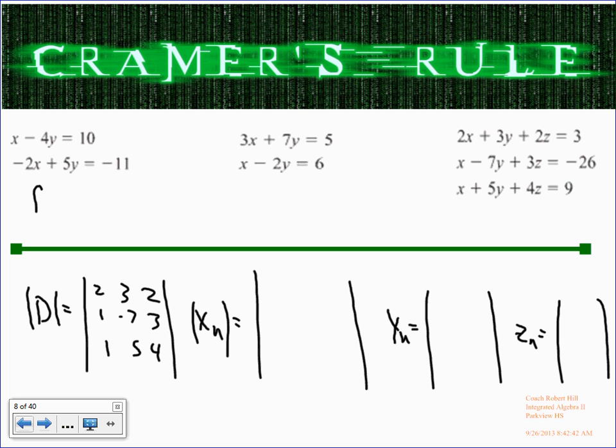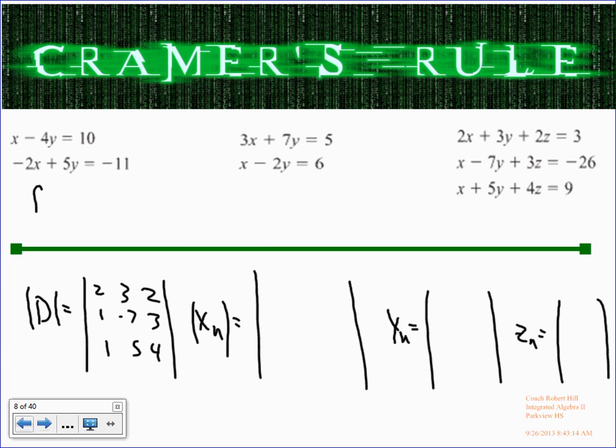Yes, question. Will the 0, like when a variable is missing, will that only be in the 3 by 3, or will it be in the 2 by 2? Could be in any of them. Anytime there's one missing. Like here, if it was negative 2y equals 6, then your coefficient matrix would be 3, 7, 0, negative 2. Cross multiply, negative 6 minus 7, that would give you negative 13.